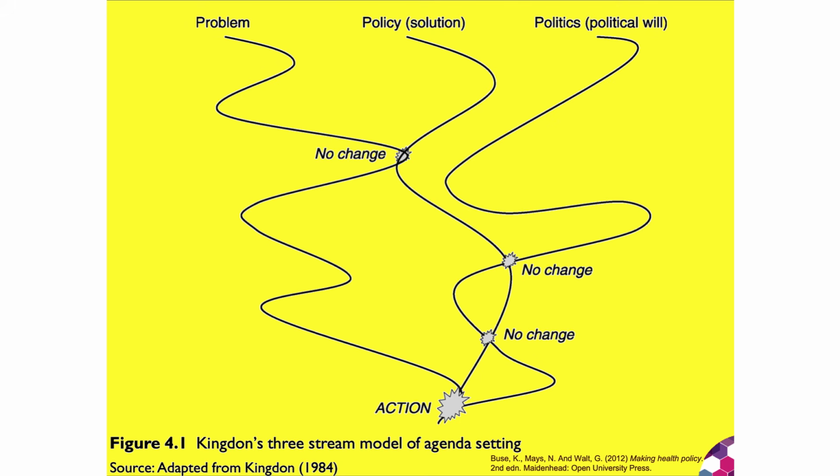This is a visual diagram of that, so you can see here where the problem and policy streams meet, we will have no change. Where the politics and policy streams meet, we would have no change. It's only when the problem, policy and politics streams all come together will we then get action to design and implement a policy.